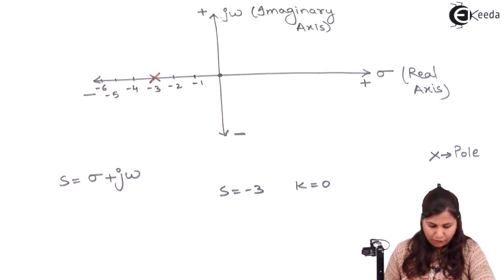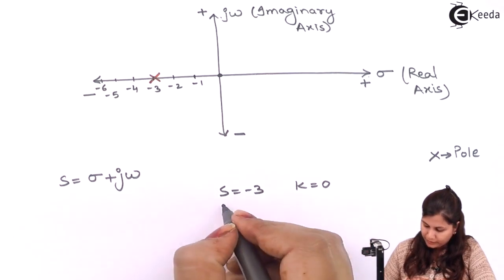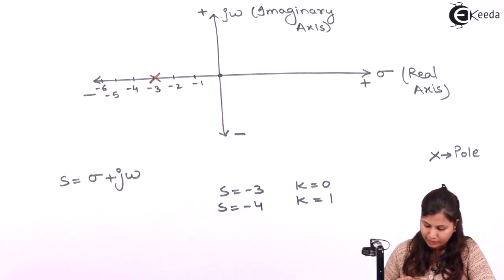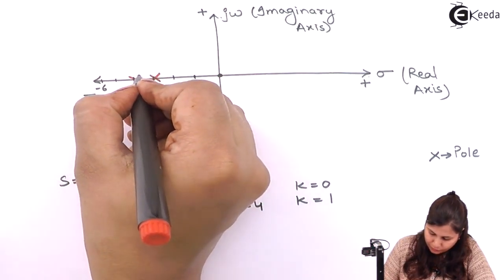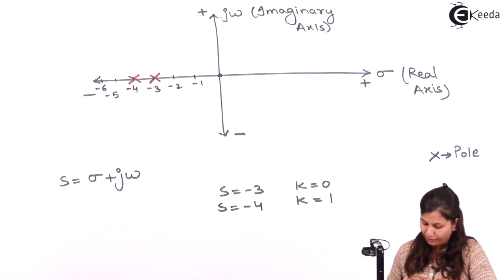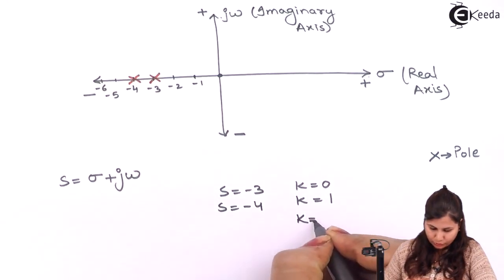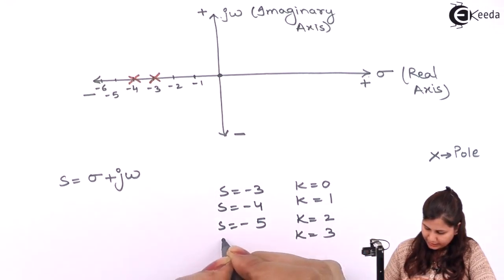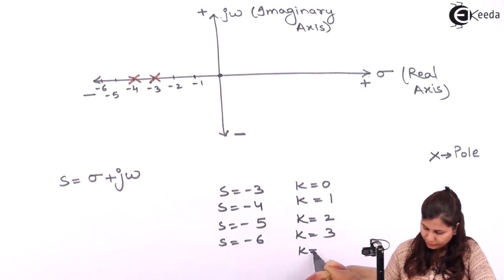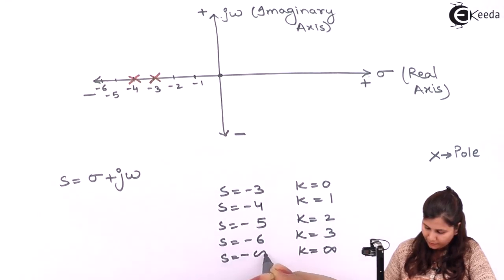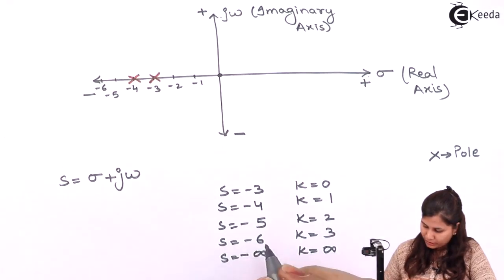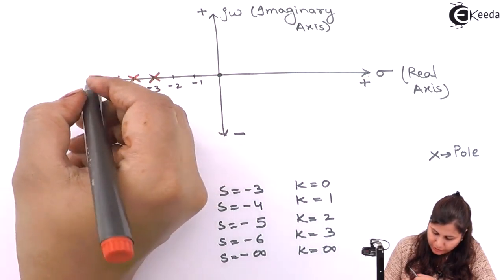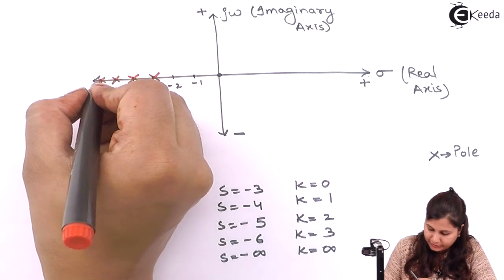Now for K equals 1, we had S equals minus 4. So S equals minus 4 is another root value. For K equals 2, we had S equals minus 5. For K equals 3, S equals minus 6, and for K equals infinity, S equals minus infinity. So S equals minus 5 is also a pole, S equals minus 6 is also a pole, and then minus infinity on this side.